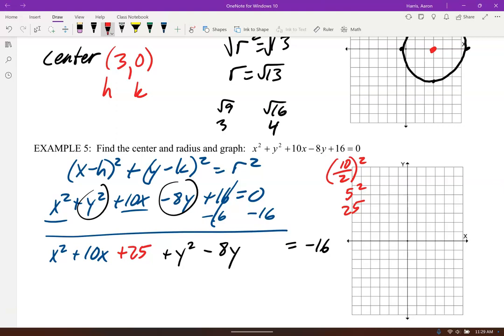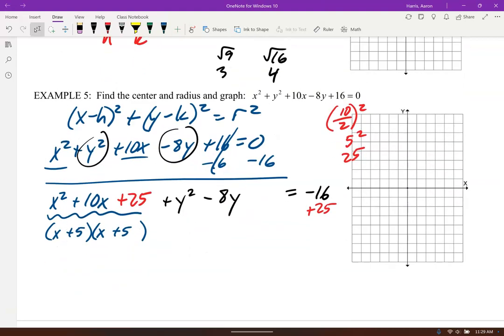Now, I can't all of a sudden add 25 to this side without adding 25 to the other side. So make sure if you add it to that side, you add it to the other side. Now, if you look at this, this will factor, right? This factors into x plus 5, x plus 5. In other words, x plus 5 quantity squared. That's what I wanted. So my h is negative 5.